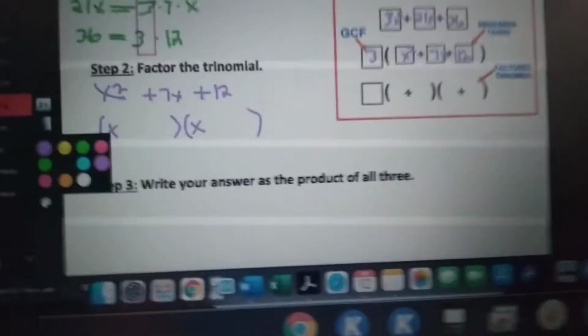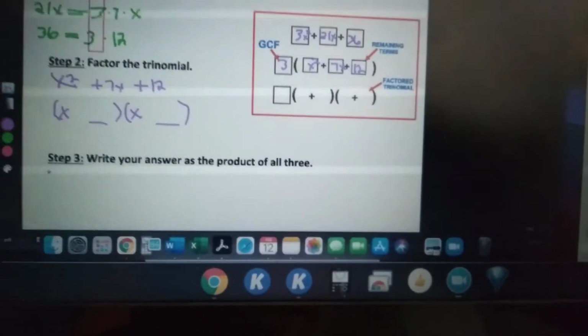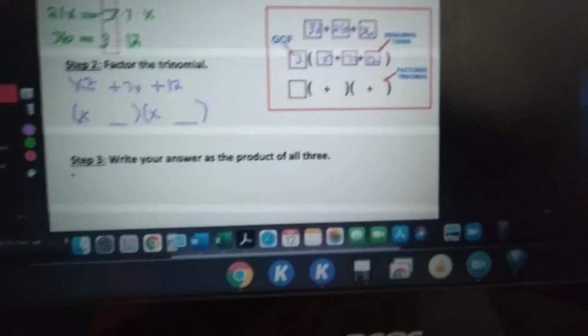Now, what's the phrase? Who remembers the phrase I told you on how to figure out this number and this number? Who remembers the phrase? Be brave. Who remembers the phrase?